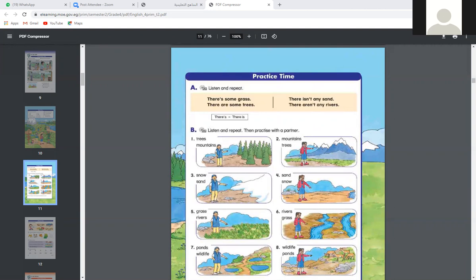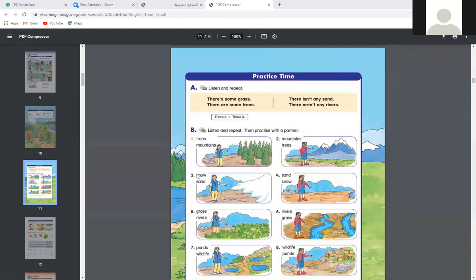Number two, there are some mountains. There are some, are because mountains, I can count the mountains. There aren't any trees, okay? There aren't, I cannot see any trees, so I put aren't, and after aren't any, because I put any in the negative sentences, okay?